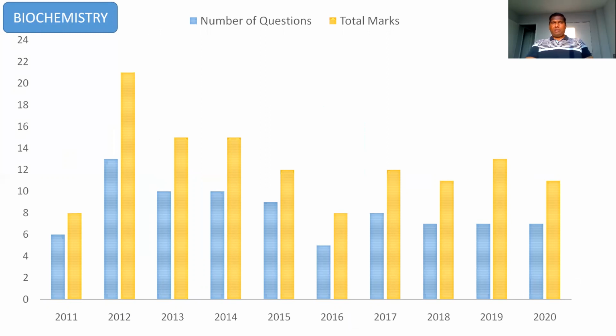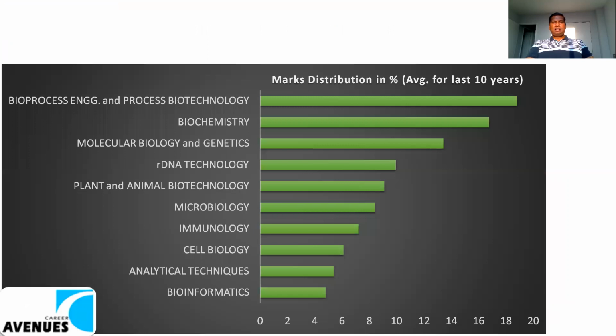Now, having said that, if you look at the average percentage of marks allotted over the years, if I take the average from 2011 all the way to 2020 and look at the graph here, you will see a graph like this. So this is the average marks distribution, the average for the last 10 years. You can see bioprocess engineering and process biotechnology has the highest number of marks allotted. It's almost 19% of the total marks that are allotted for bioprocess engineering and process biotechnology. This is a very vast topic, and there are many things that we need to cover here, and since the topic is too big, more marks are allotted to this topic.